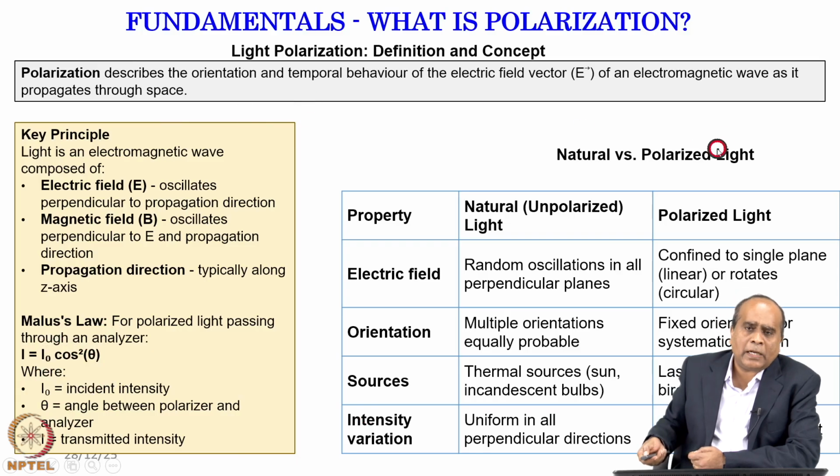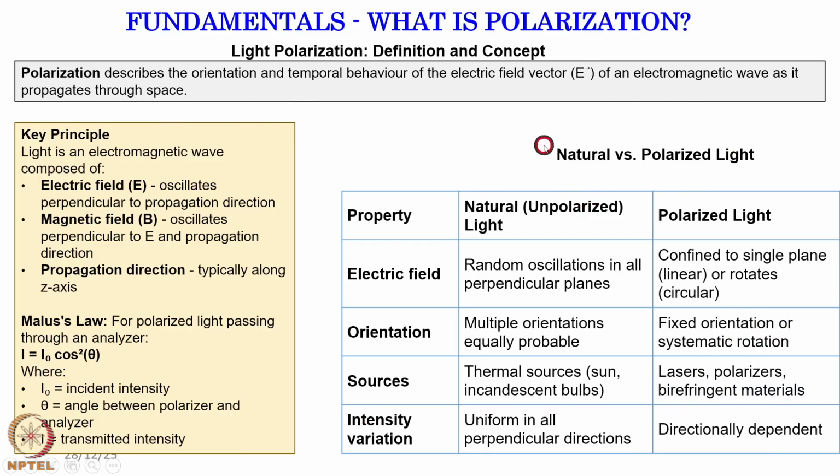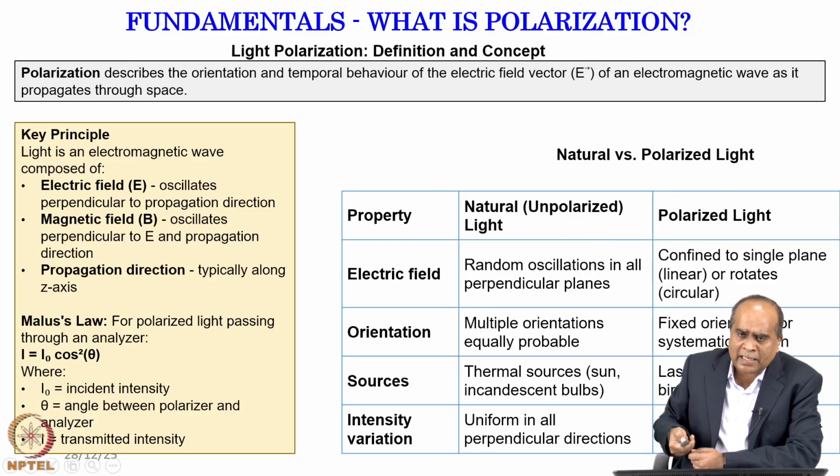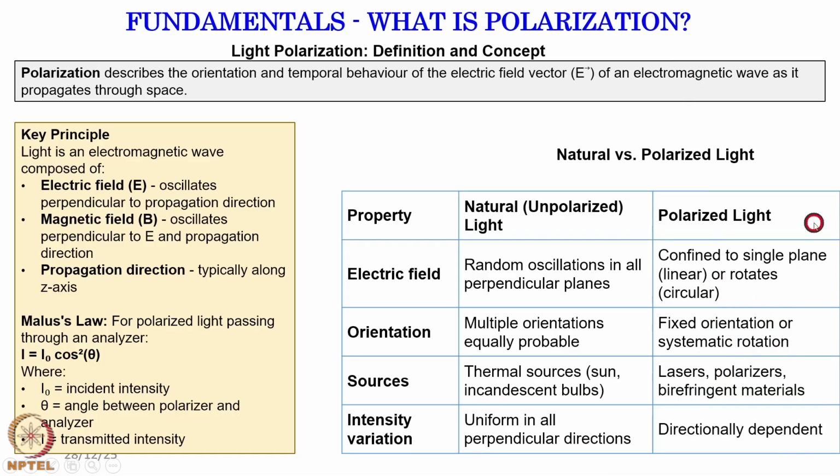So, if you look at natural light versus polarized light, these are some of the differences in the properties of natural light and polarized light. The electric field in natural light randomly oscillates in all perpendicular planes. In polarized light it is confined to a single plane, that is linear. If we are polarizing the light in a single plane, like up and down, that is linearly polarized light. If it rotates, like left handed or right handed, that will be circularly polarized light.